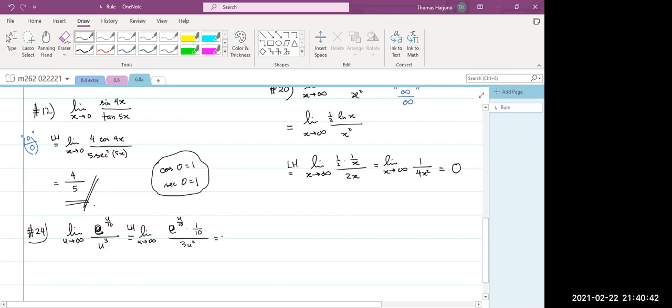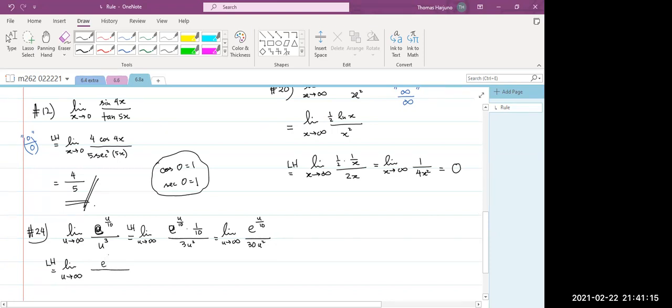Simplify a little bit. I get e^(u/10) over 30u². But still, when you apply infinity, you still get infinity over infinity. So I apply another L'Hopital rule. I hope you see that even though we don't get the answer right away, after the same procedure 3 times, you will get the answer.